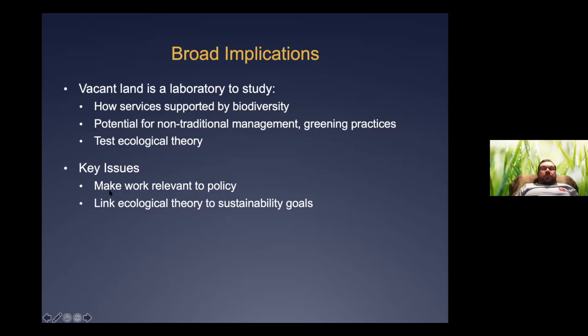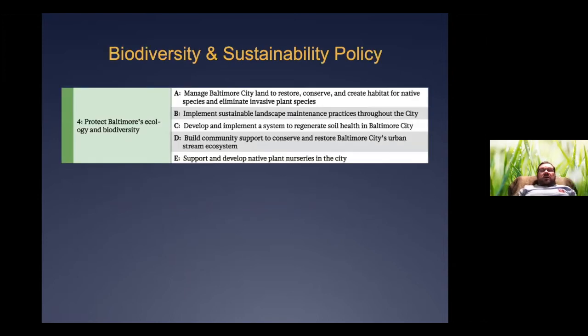This work is relevant to policy. I got a call the other day from someone in public works to see whether we can translate some of the things that we've learned into some of the practices they want to implement. And we can link some ecological theory to sustainability goals. So I'll just return to this and say that what we've done directly addresses not only some ecological theory. I've given you some deep stuff related to these deep dimensions of biodiversity, but they translate directly into something related to sustainability policy for the city.